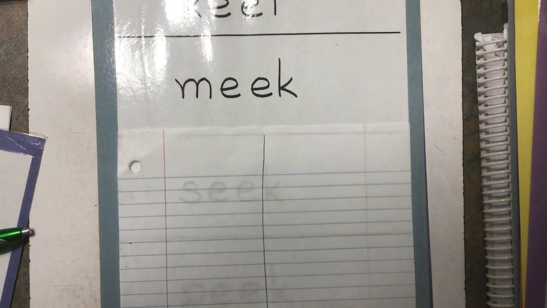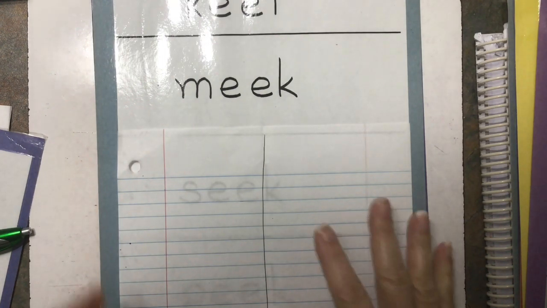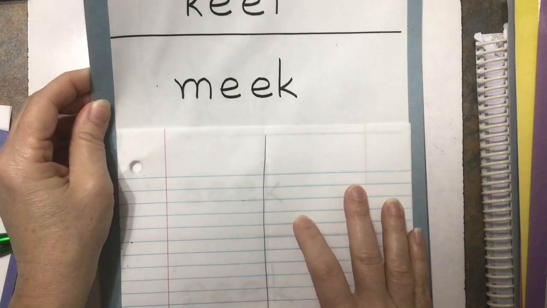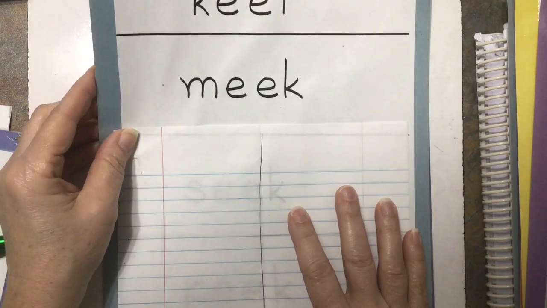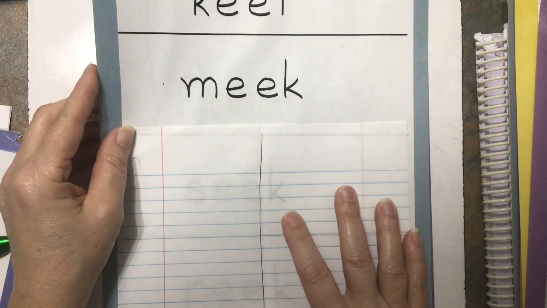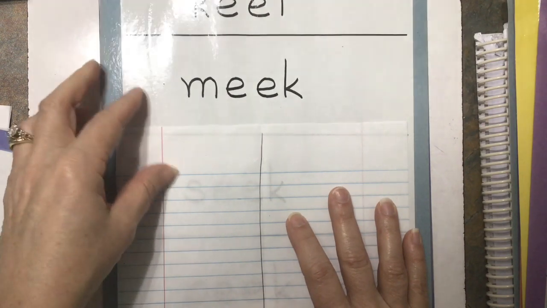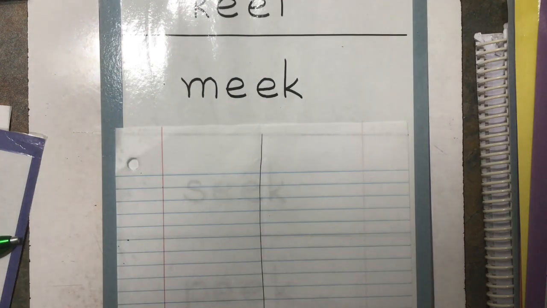A person can be meek also. If a person is meek, then they're very quiet and they're very shy and they don't say a whole lot, and they're certainly not mean. They're very nice. Okay, so there's the word meek.